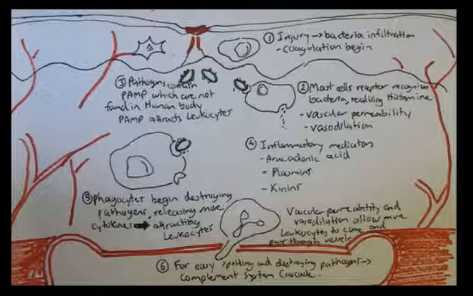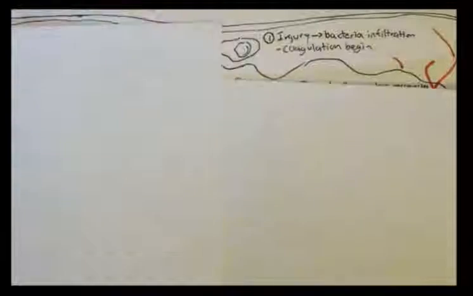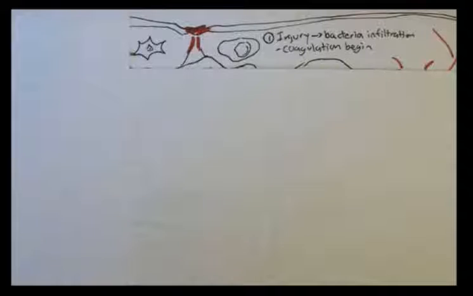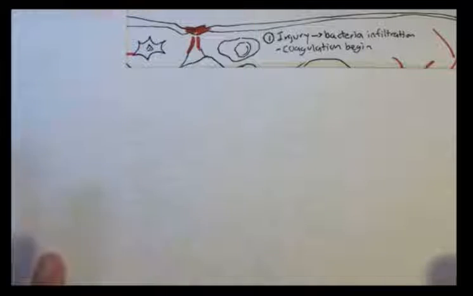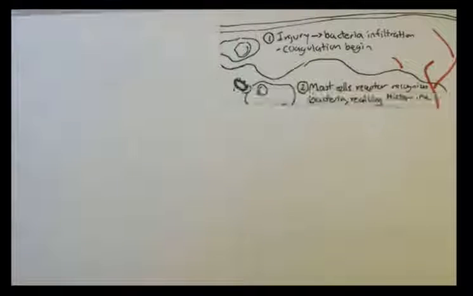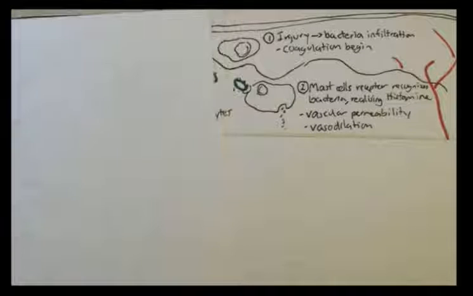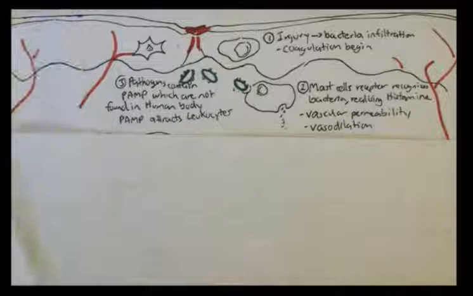So let's summarize this presentation. This is not the step-by-step process, because these processes can happen simultaneously or one before the other, depending. So we learned that first the injury occurs, the bacteria infiltrates the body, the coagulation begins, the healing process begins, and the signs of inflammation occur, the redness, swelling, and pain. Next, we can say that the mast cells, because of the pathogen-associated molecular pattern, have receptors that recognize the bacteria, releasing histamine, causing vascular permeability and vasodilation.